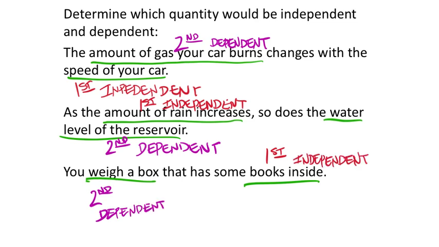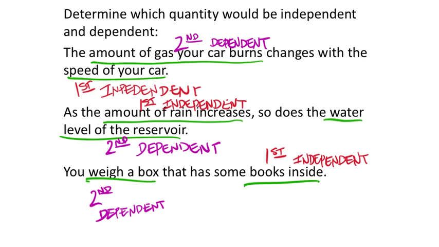So there we go for these three. And I'll just point this out. Notice that the first example was dependent, then independent, then it was independent, dependent. This was independent, dependent. Don't always expect these to be in the same order. You have to actually think about these, which one is independent, which one's dependent.